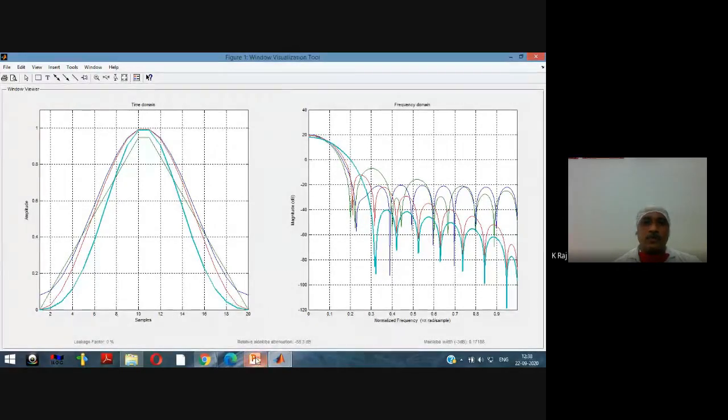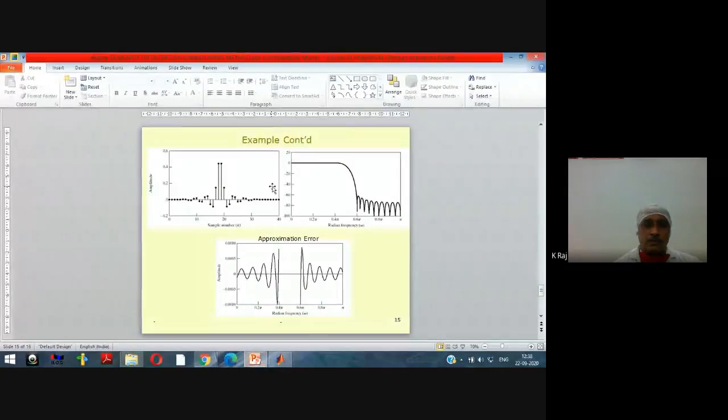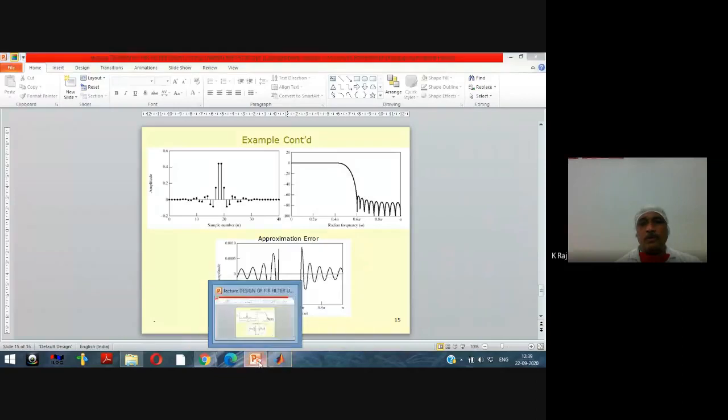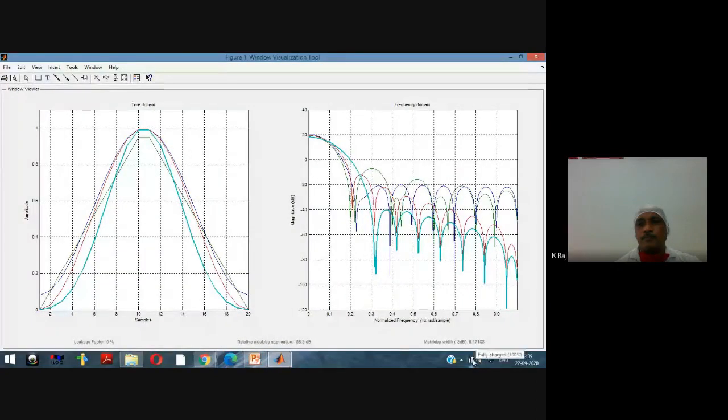In this lecture we have discussed the designing concepts using the window method, and finally we have considered one example of designing the FIR low pass filter using the Kaiser window. Any problem or any doubt, please ask. Any problem or any doubt? Yeah, please go for it.